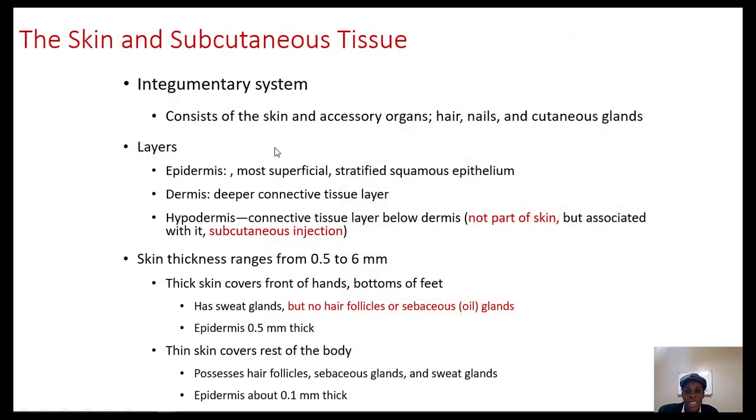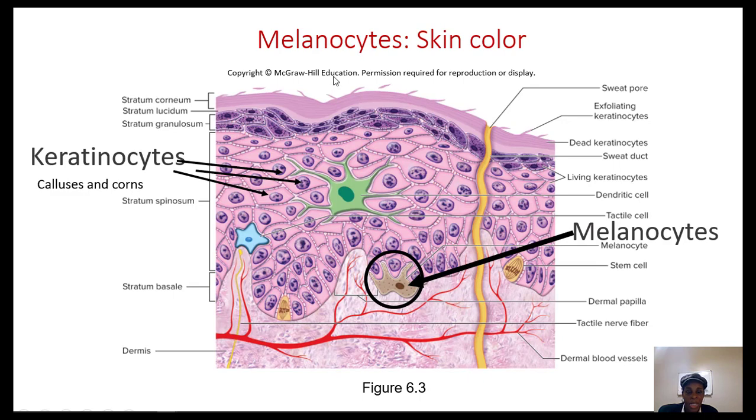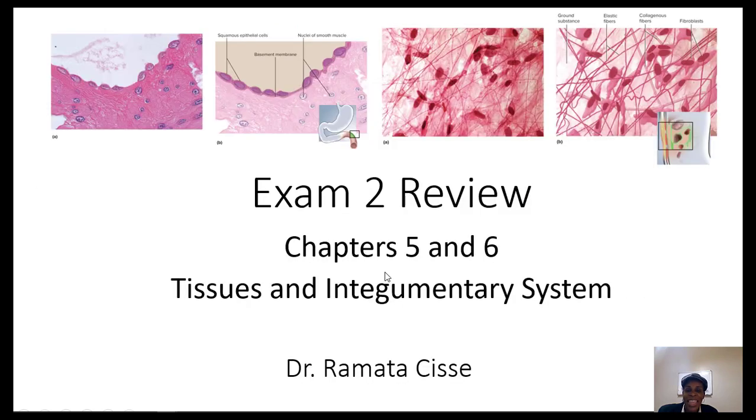When you have an injection done under the skin, it's called a subcutaneous injection. We do it under the skin, in the subcutaneous, which is not part of the skin, it's just below the skin. Let's talk about the melanocyte and keratinocyte. Melanocytes determine the skin color. Melanin. Keratinocytes are the cells that are well developed in calluses and corns in thick skin.